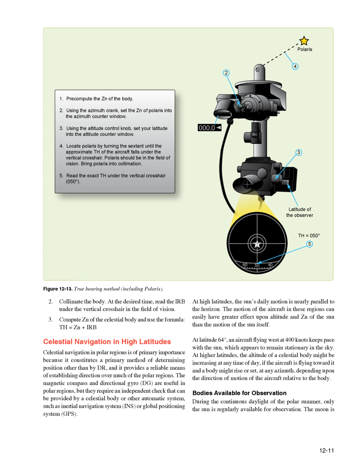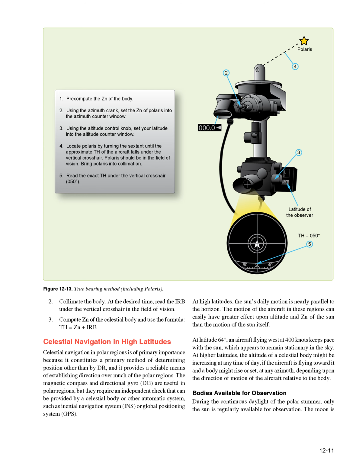Celestial navigation in polar regions is of primary importance because it constitutes a primary method of determining position other than by dead reckoning, and it provides a reliable means of establishing direction over much of the polar regions. The magnetic compass and directional gyro, DG, are useful in polar regions, but they require an independent check that can be provided by a celestial body or other automatic system, such as Inertial Navigation System, INS, or Global Positioning System, GPS.